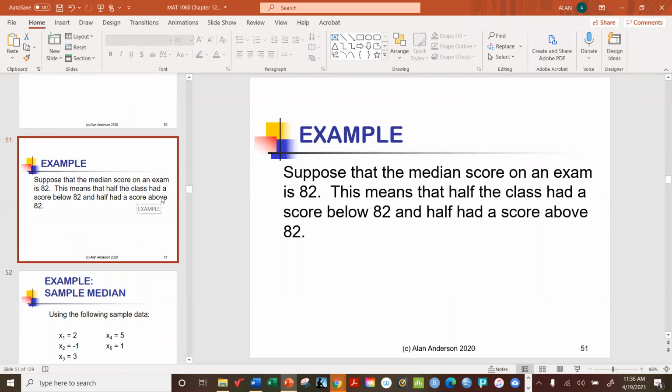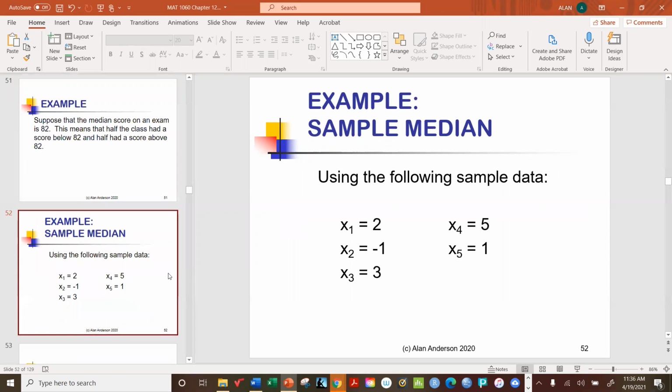It's pretty straightforward, but the calculation of it is a little bit trickier because there's one extra step that we did not have to do with our means. And what is that extra step? All right, well, let's go back to the sample that we had earlier with the temperatures. So just as a quick reminder, here they are.